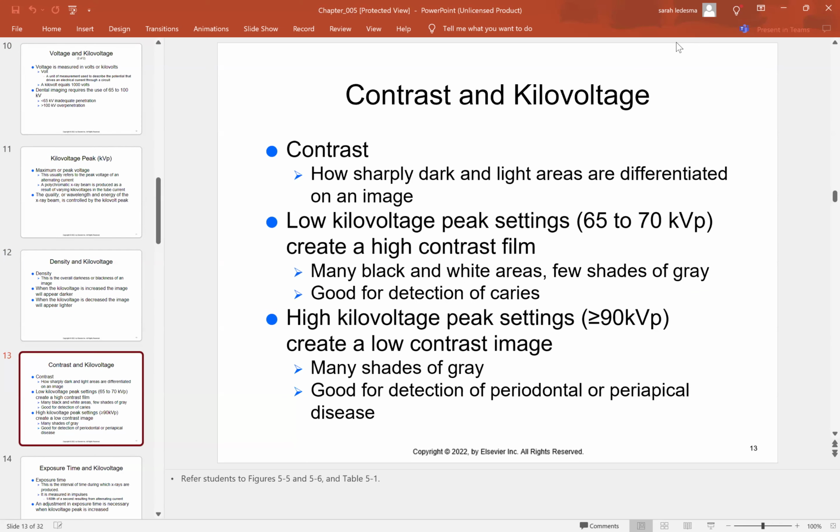Contrast and kilovoltage. Contrast is how sharply dark and light areas are differentiated on an image. A low kilovoltage peak setting, 65 to 70 kVp, creates a high contrast film, meaning there are many black and white areas and few shades of gray. Good for detection of caries. A high kilovoltage peak setting, greater than 90 kVp, creates a low contrast image. Many shades of gray, good for detection of periodontal or periapical disease.